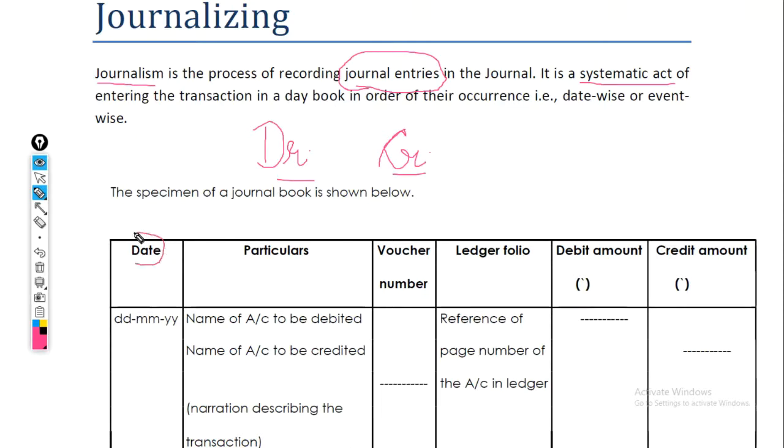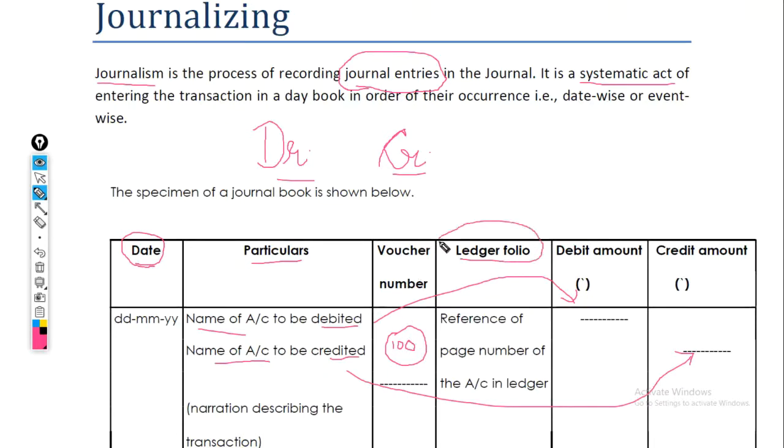The first column right here is the date. The second column is particulars, which has the name of the account that is debited and the name of the account that is credited. The debit amount and credit amount are not mixed up because they go in separate columns. Voucher number is the receipt number of the source document. Suppose you have paid cash to someone and the person gave you a receipt. The receipt has a voucher number, say 100, so it will be noted as 100. This is from the source document, and ledger folio is where this journal entry will go after here.